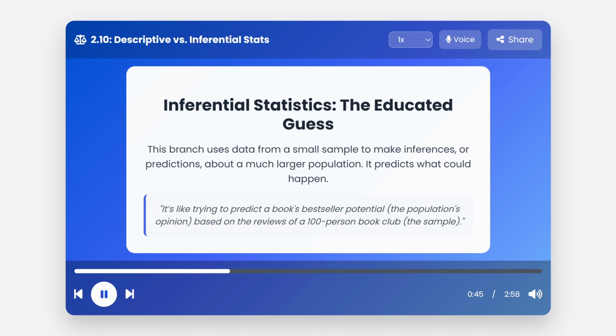Inferential statistics, on the other hand, is about making an educated guess about a group you haven't fully measured. It uses a small sample of data to infer conclusions about the entire population. To continue our analogy, this is like trying to predict whether a book will be a bestseller, the opinion of the entire population of readers, based only on the reviews from a small, 100-person book club. You're using a small set of facts to predict a bigger truth.